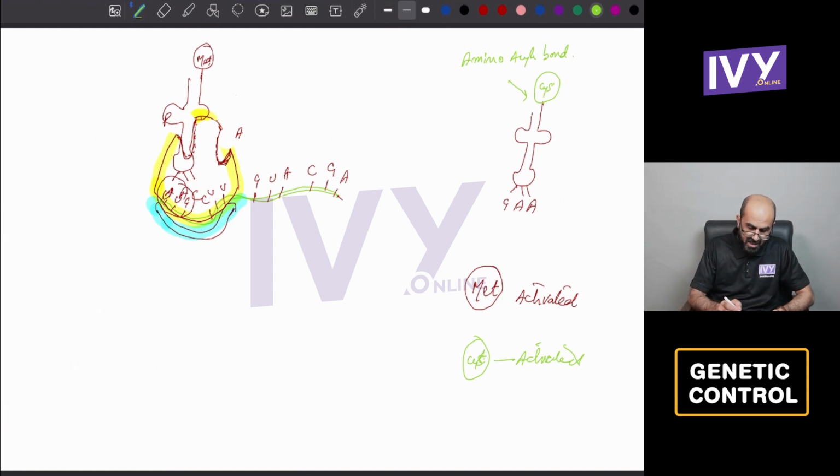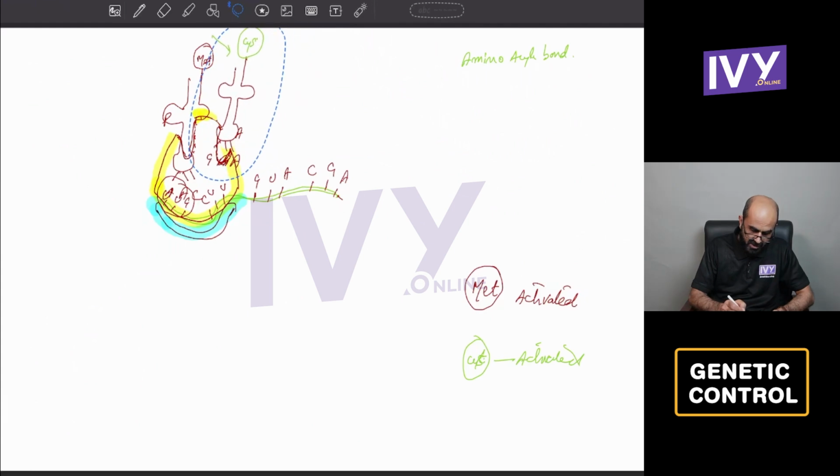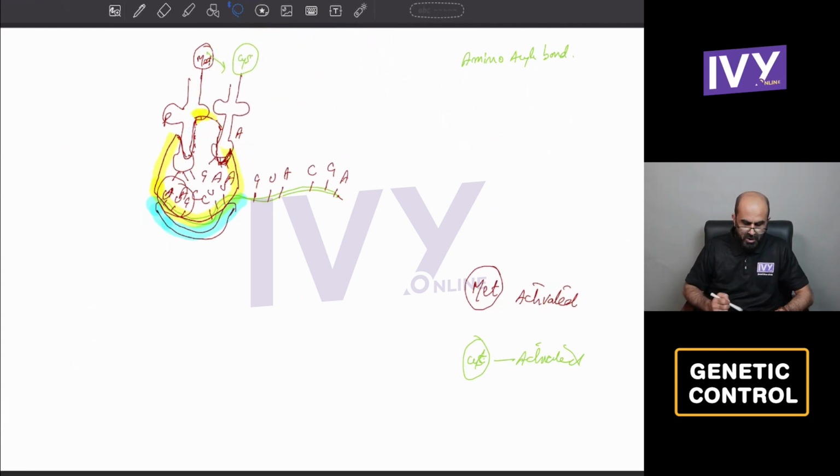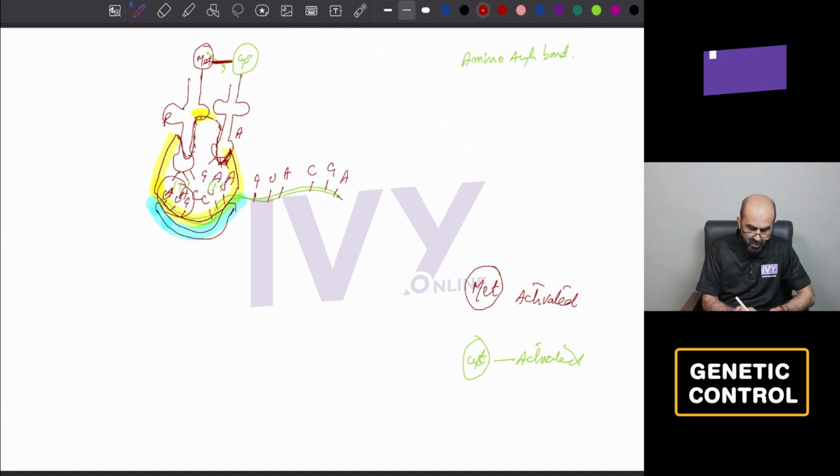This is now carried forward here. It will move here and be attached in this way. So two tRNA molecules are now attached to the ribosome. Once they make hydrogen bonds between them through specific base pairing, a peptide bond is also formed between them. The peptide bond, shown here in red, is formed between the two amino acids: one is methionine and one is cysteine.